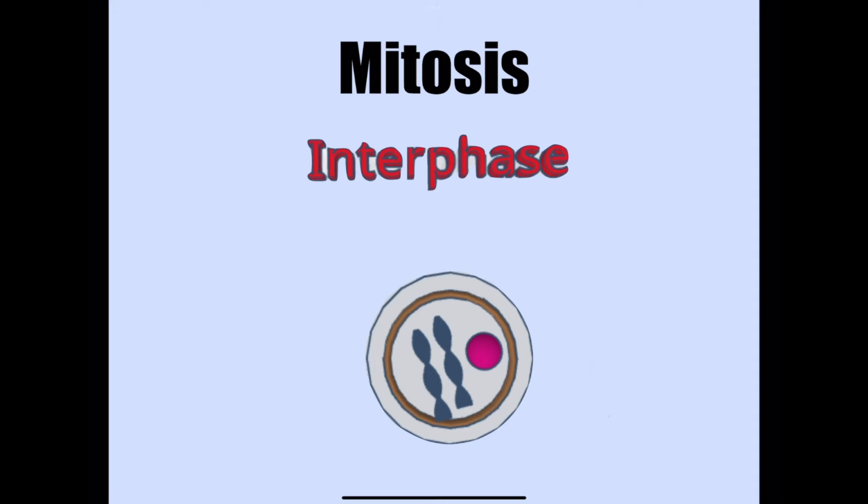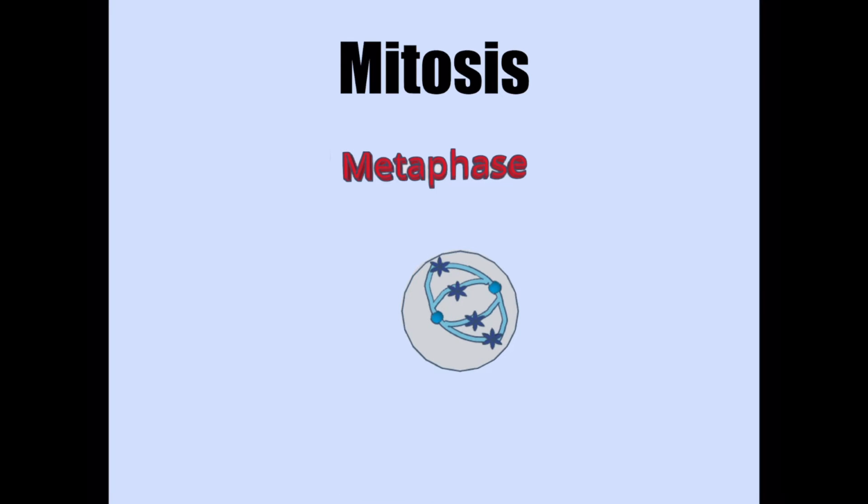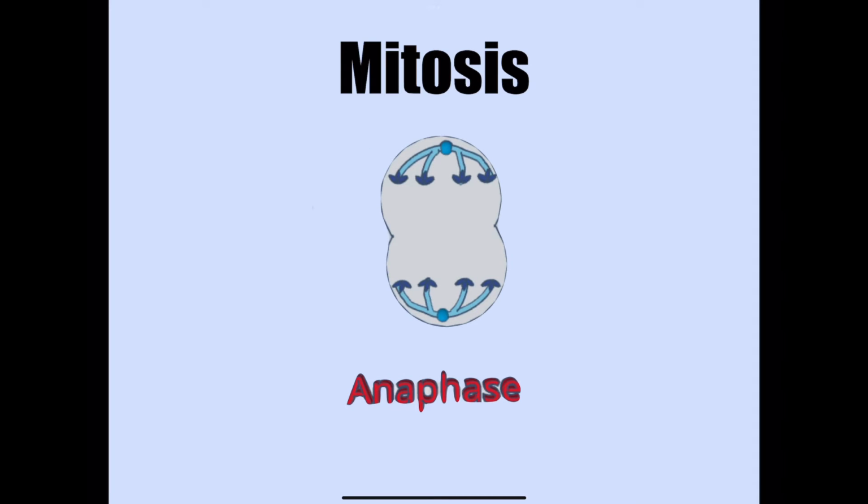In interphase, the cell carries out its bodily functions. DNA is replicated. In prophase, the DNA becomes chromosomes. The nucleus disappears. Centrioles appear, and spindle fibers appear and connect to the chromosomes. In metaphase, the spindle fibers line up the chromosomes in the middle. In anaphase, the spindle fibers pull the chromosomes in half.